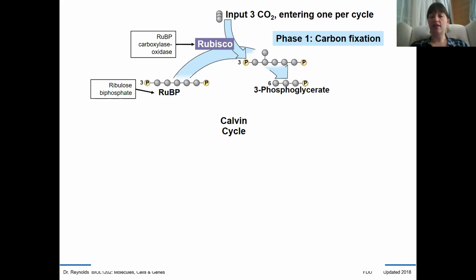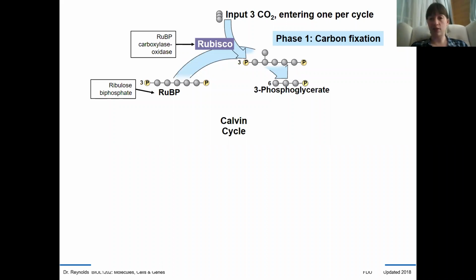RuBP and its attachment to CO2 is catalyzed by the enzyme rubisco. Rubisco, which attaches one carbon of a CO2 onto the 5-carbon RuBP, yields a 6-carbon molecule. We're going to do this 3 times, and the process cannot move forward unless this is done all 3 times. So a single turn of this cycle is going to require the input of 3 molecules of CO2 attached by rubisco to 3 molecules of RuBP.